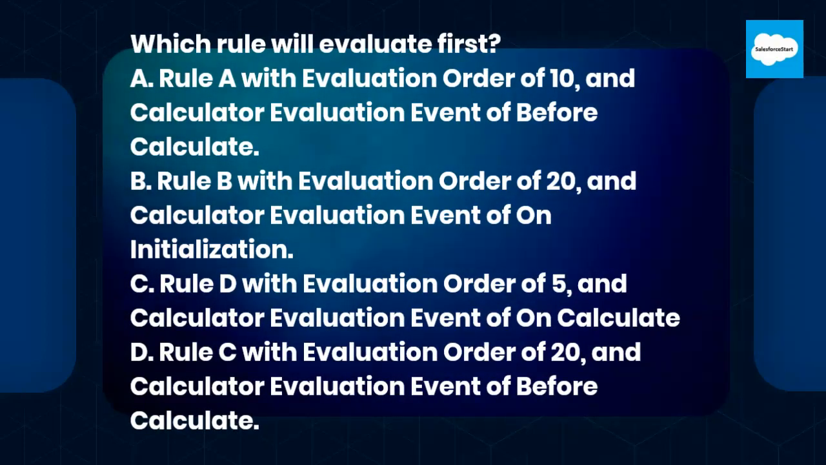A. Rule A with evaluation order of 10, and calculator evaluation event of before calculate. B. Rule B with evaluation order of 20, and calculator evaluation event of on initialization. C. Rule D with evaluation order of 5, and calculator evaluation event of on calculate. D. Rule C with evaluation order of 20, and calculator evaluation event of before calculate.